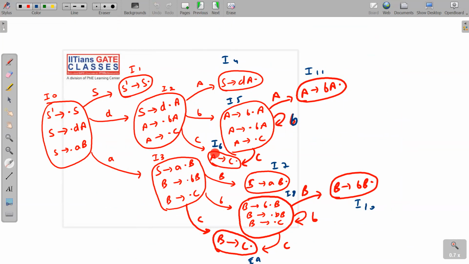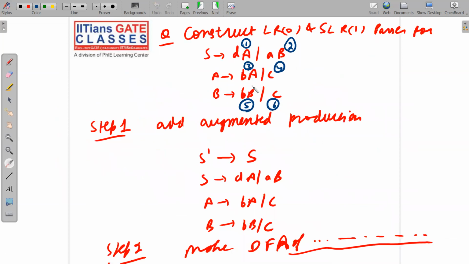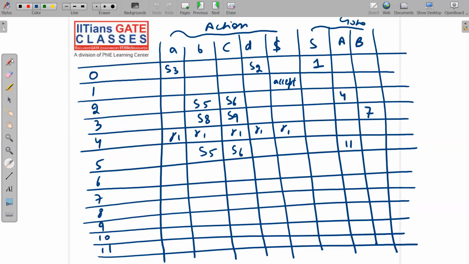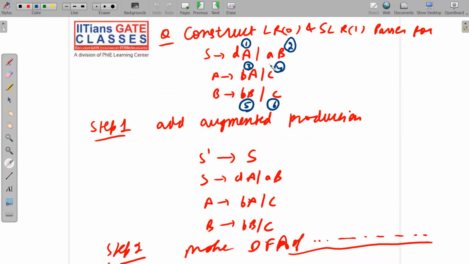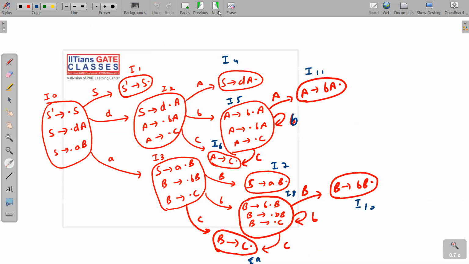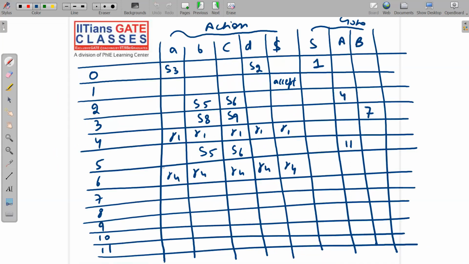On state number 6, this is a final item, A goes to C dot. In the entire action part we will put, because it is a final item, and A goes to C dot is production 4, so I will put R4, R4, R4. State 7, again a final item, S goes to AB dot. Yes, so that is 2, so I will put R2, R2, R2.